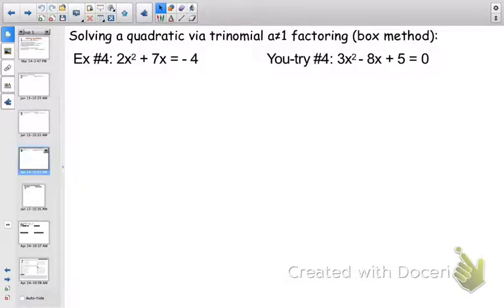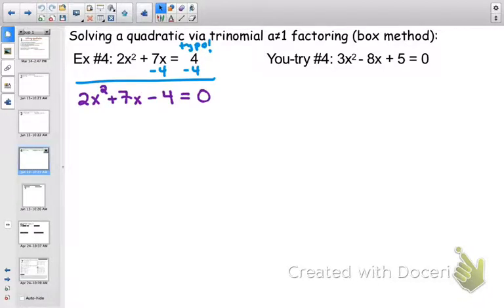Solving a quadratic via trinomial factoring where our leading coefficient's not equal to 1, so we have to use the box method. So first there is a typo. It should be a positive 4, not a negative 4 on that right side. And then we're going to need to move it over. So since it's positive 4, we're going to move it by subtracting it. So we've got 2x squared plus 7x minus 4 equals 0. There's no GCF, so we have to use the box method.